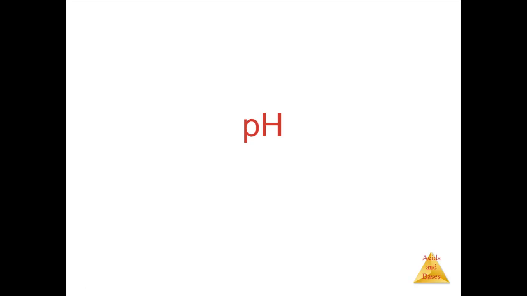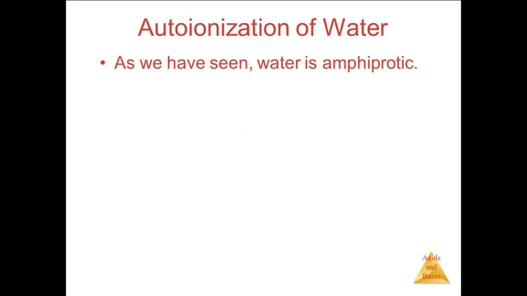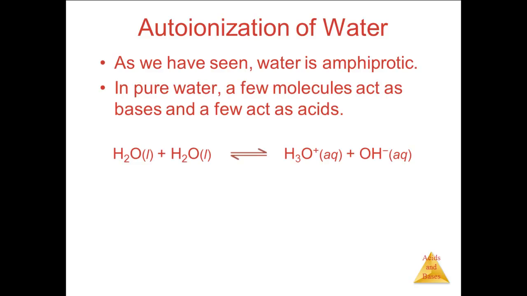pH. As we have seen, water is amphiprotic. In pure water, a few molecules act as bases and a few act as acids. This produces some hydronium ion, H3O+, and some hydroxide ion, OH-, in the reaction shown here.